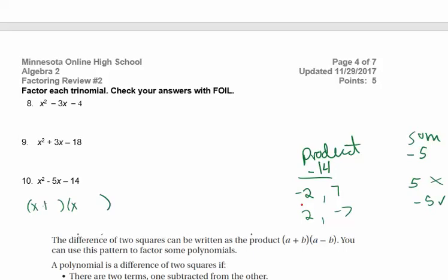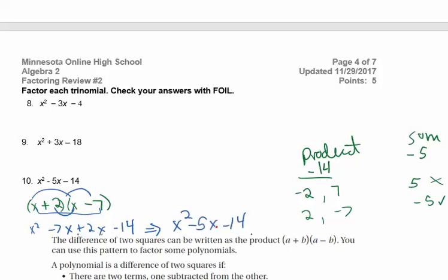So now I know that I'm going to put a plus 2 here and a minus 7 here. And then what do I do next? I check it. So first times first is x squared. The outer is negative 7x. The inner is plus 2x. And then the last times last would be negative 14, just like I wanted. And if I check this by adding the like terms, I see that I got exactly the same thing. So my answer is x plus 2 times x minus 7.